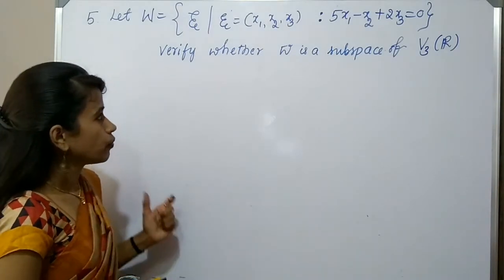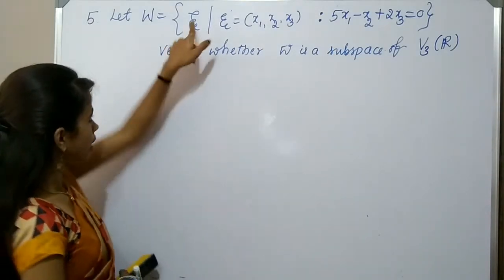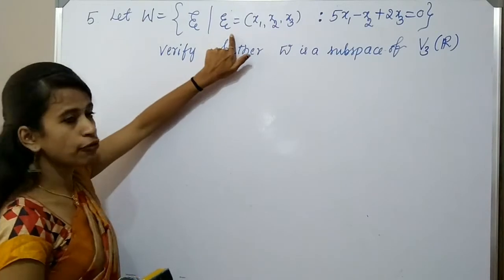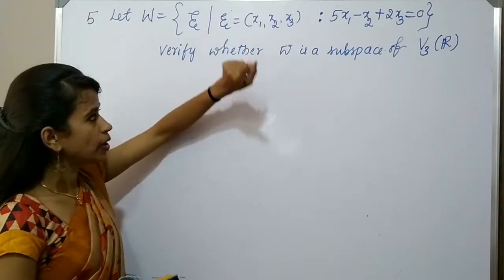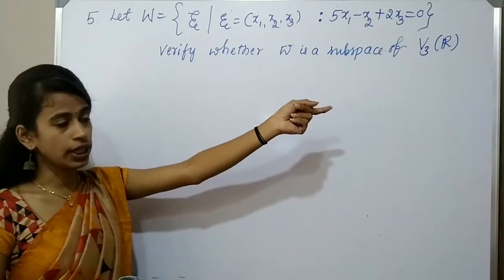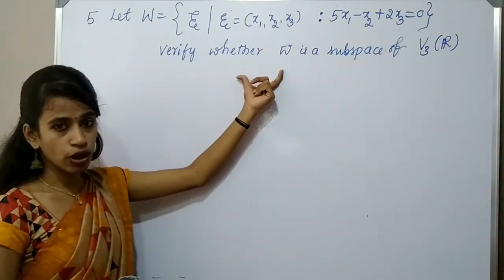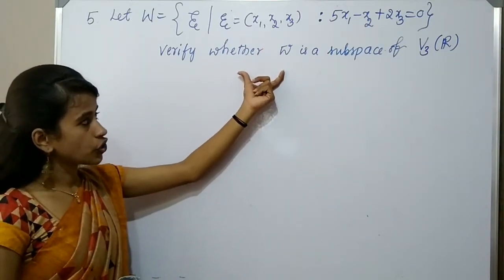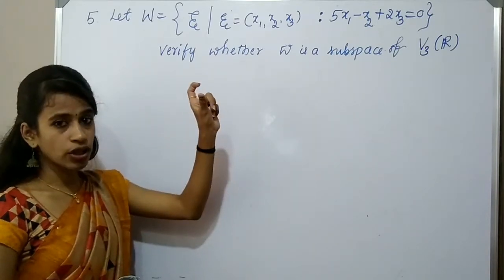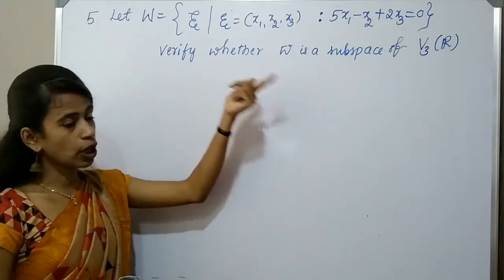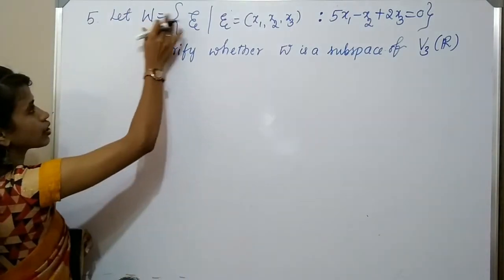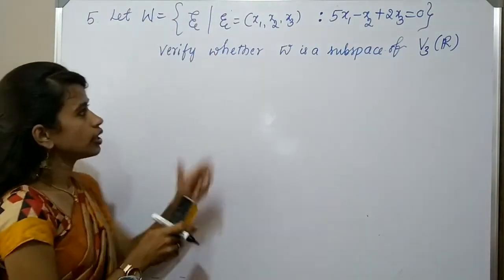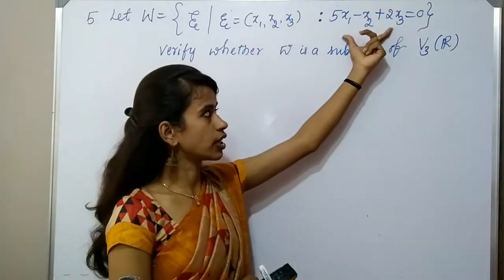For that, you take two elements in W and check whether their sum belongs to W or not, and take one element from W and one element from the field and take the multiplication of those two elements. Check whether the multiplication of c and alpha belongs to W or not. So here the elements of W look like triplets and also satisfy this condition.